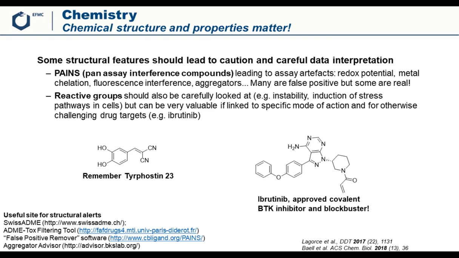A famous example is shown on the right, ibrutinib, which is an approved covalent Bruton tyrosine kinase inhibitor and blockbuster drug. And you see here this acrylamide, which covalently labels BTK, but does this in a rather selective way.